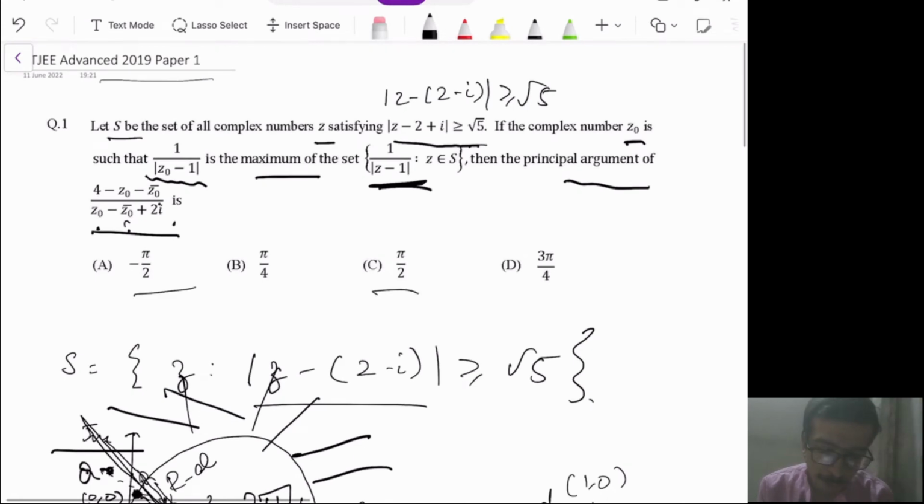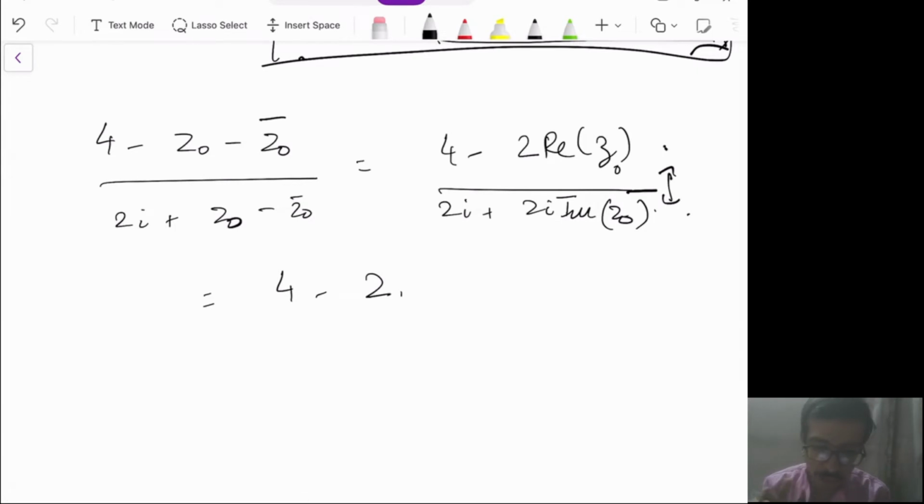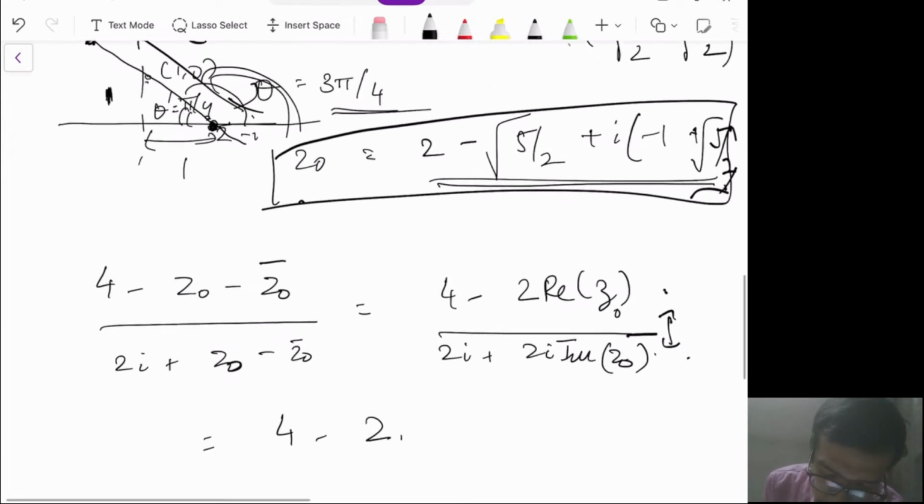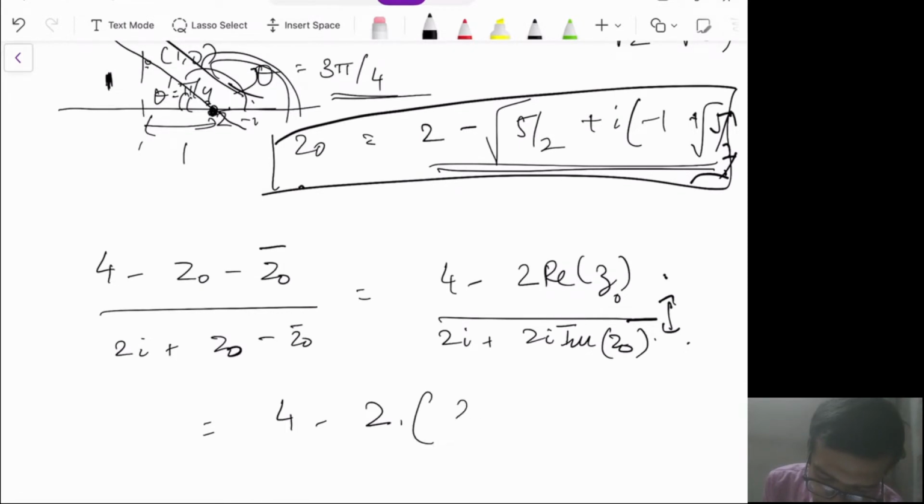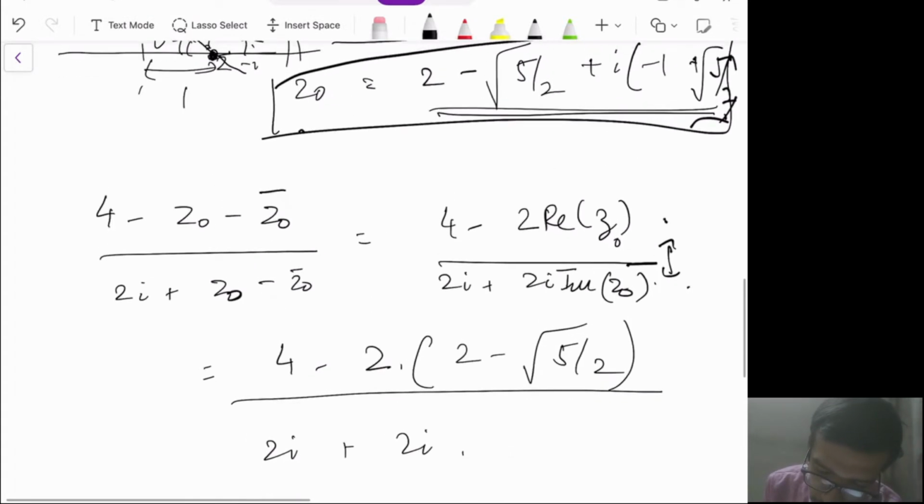But in order to determine which it is, we actually need to check whether it's iota times some positive value or negative value. So let's see. The real part of z0 which we have computed is going to be 2 minus square root 5 by 2, and in the denominator we have the imaginary part over here, which is going to be minus 1 plus square root of 5 over 2.